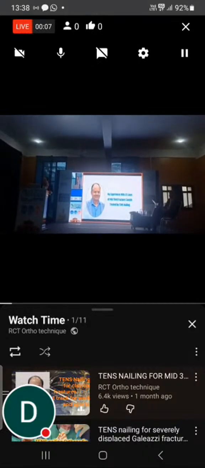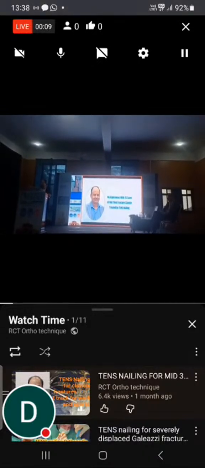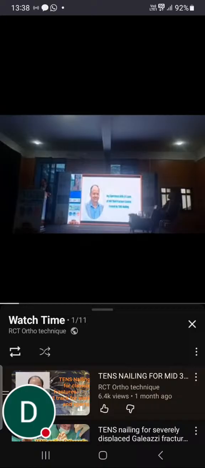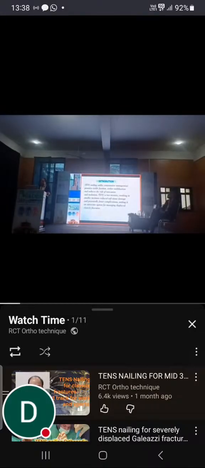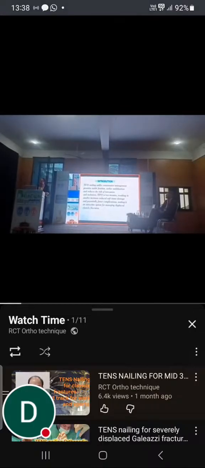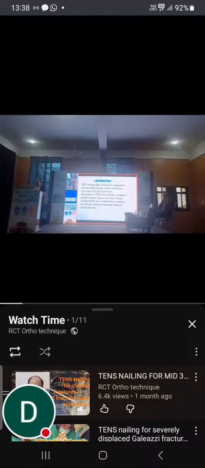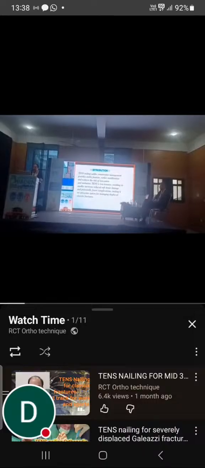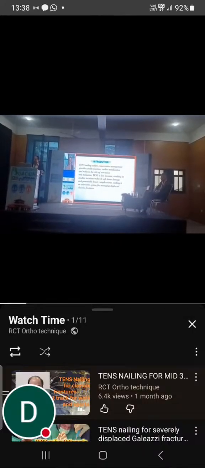Severely displaced clavicle fractures: about 15% of cases require surgical treatment, either in the form of TENS nailing or internal open reduction and internal fixation with plating. So let us come to our main topic, that is TENS nailing. Unlike conservative management, it provides stable fixation and early mobilization and reduces the risk of non-union and malunion.